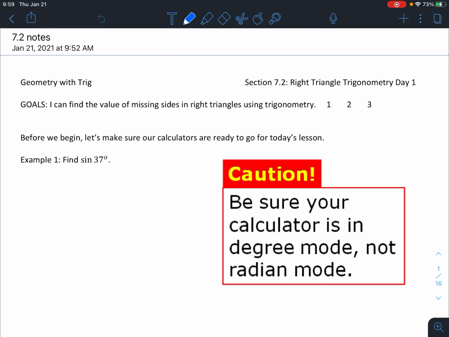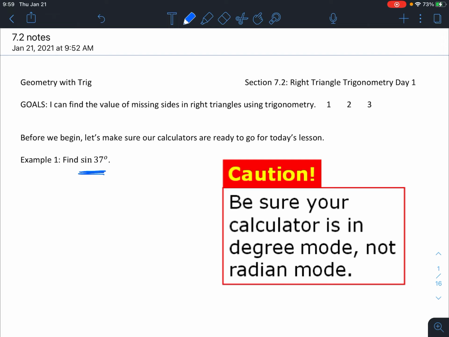Before we can learn anything new today, we have to make sure our calculators are in the correct mode. What I mean by that is they have to be in degree mode. So everyone take your calculator right now and type this in. The sine button should be right above the 7 on your calculator. It should be SIN, and then hit 37 and hit enter and see what you get back.